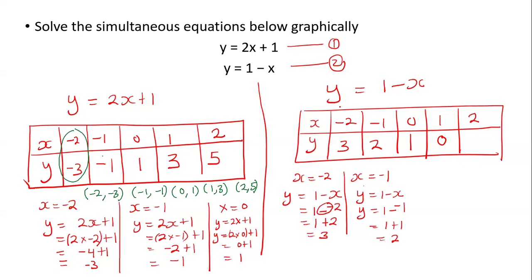For the last one, for under 2, I have -1. Under 2, you have -1. Okay. Yes. Okay. Thank you.